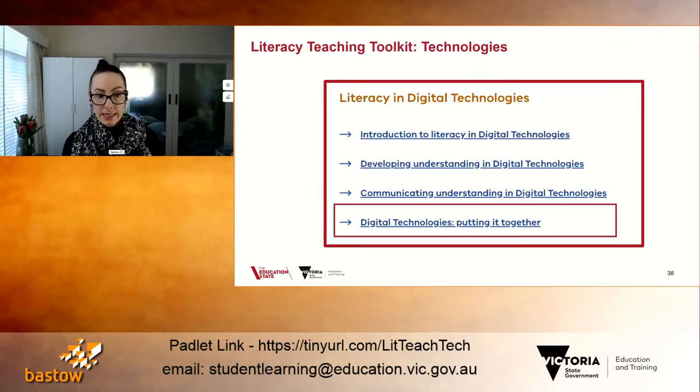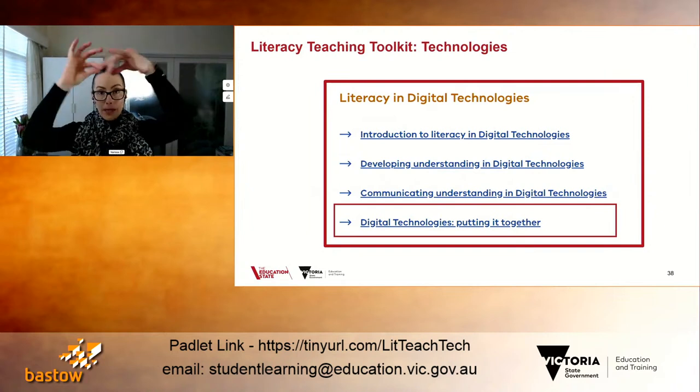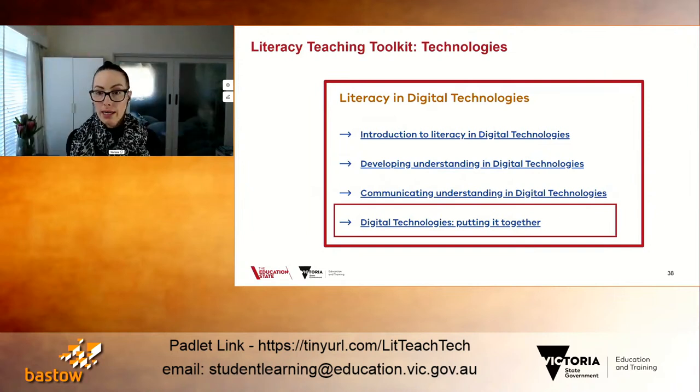And finally, tying it all up, putting a little bow on the top. This is the putting it all together. So here they just provide a sample unit of work to say what this could look like, what the whole learning cycle could look like together. So in here, the students are required to research a problem and then they have to come up with a digital solution for that problem.